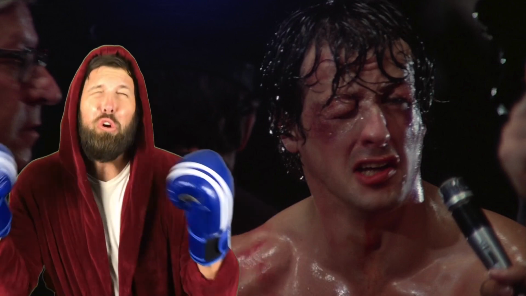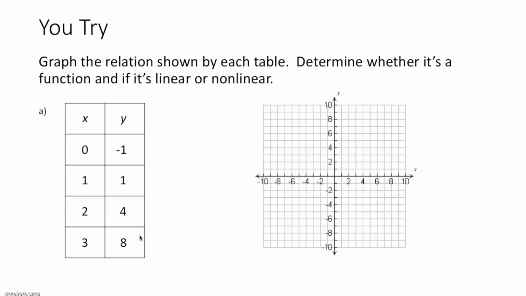Adrian, you try! Okay, so again, with the t-table, we're just graphing each of these points first. It's an ordered pair, 0, -1. So I go over 0 on my x-axis, down -1 on my y-axis, put a point. 1, 1, I go over 1 on my x-axis, up 1 on my y-axis, put a point. 2, 4, I go over 2 on my x-axis, up 4 on my y-axis, put a point. And then 3, 8, I go over 3 on my x-axis, up 8 on my y-axis, put a point. Sweet, I have graphed these points.